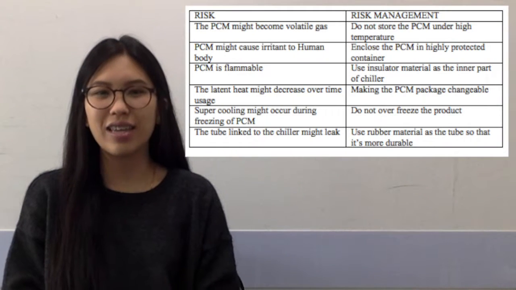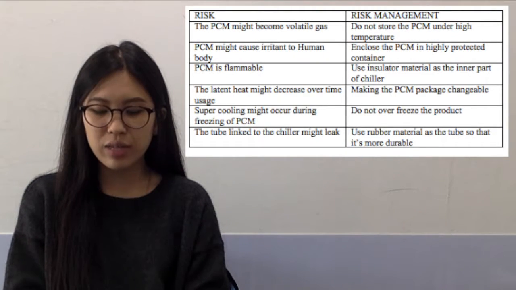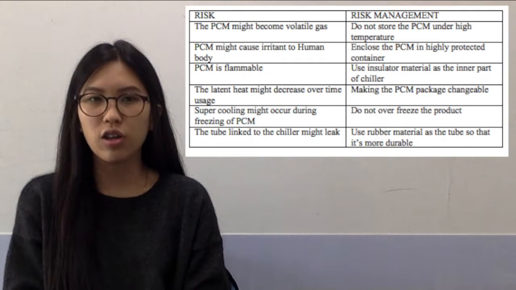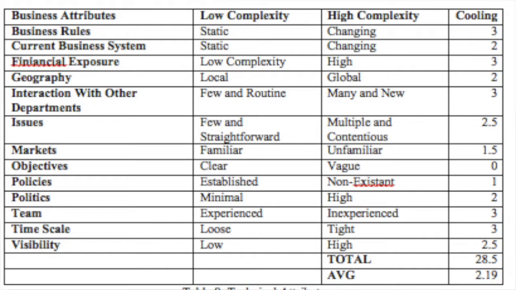Our risk management mainly involves our PCM, which is the acetic acid. Risk management is a planned and systematic process of identifying, assessing, controlling, and monitoring risk. Complexity assessment is also important during the conduction of the project. There are two types of complexity assessment, which are technical and business attributes.